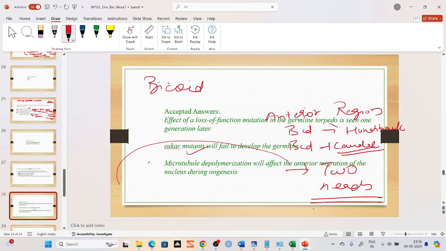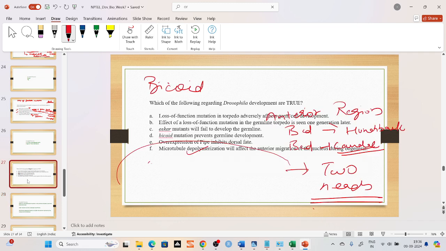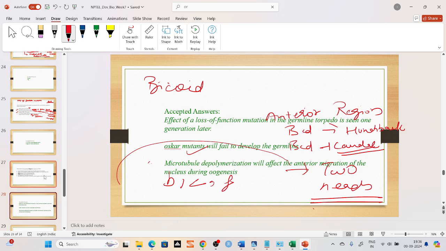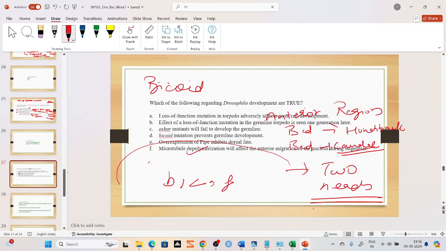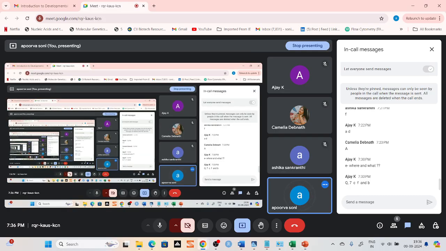The first is effect of loss of function mutation in germline torpedo is seen one generation later. Oscar mutants will fail to develop the germline, and microtubule depolymerization. So the correct answer is B, C, and F. I think F is the correct answer, no? Yes. So B, C, and F are the correct answers. C, F, and B. Yes, you have answered it correctly.